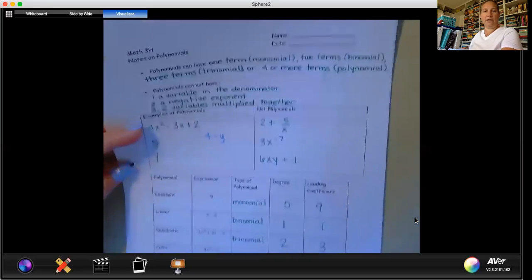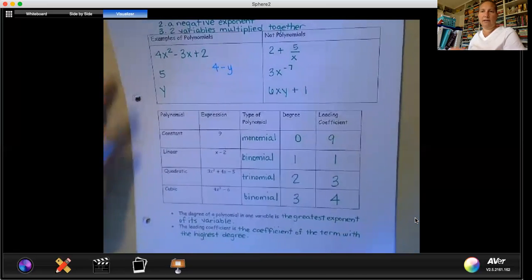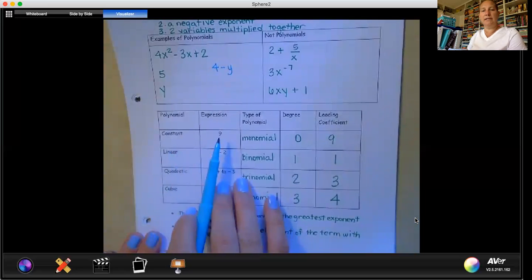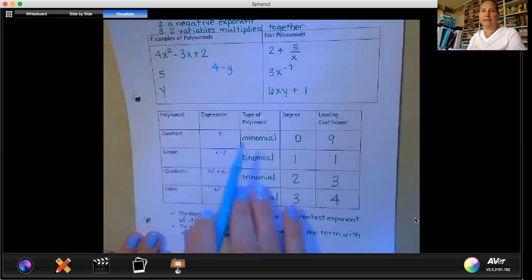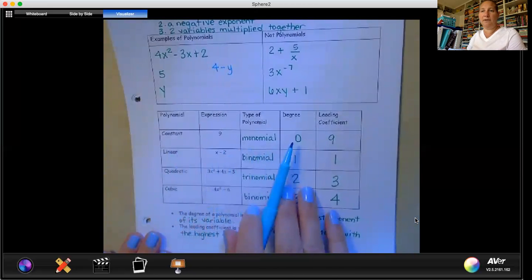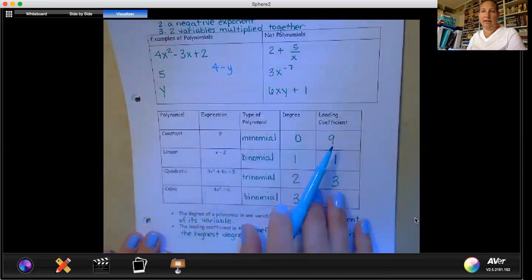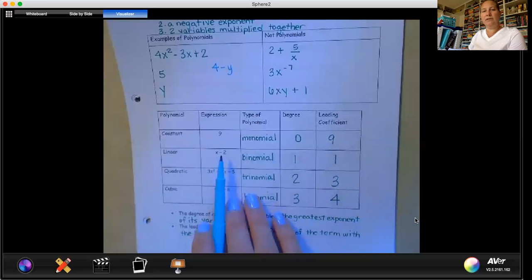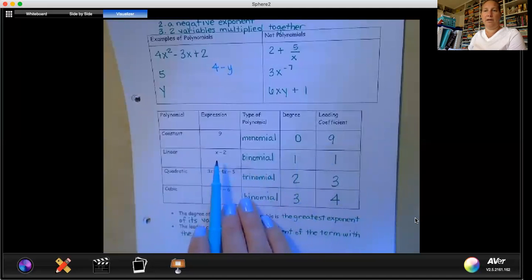Taking a look at the chart that you have here, again, this part is probably not filled in, so make sure you get a chance to do that. A constant is a number, like 9. It is a monomial. It has a degree of 0 because it has no variable, and its leading coefficient is itself. So whatever constant it is also its leading coefficient. A linear expression has an exponent of 1. That is the degree. This is a binomial, two terms, and the leading coefficient is 1 because it's the number in front of x.